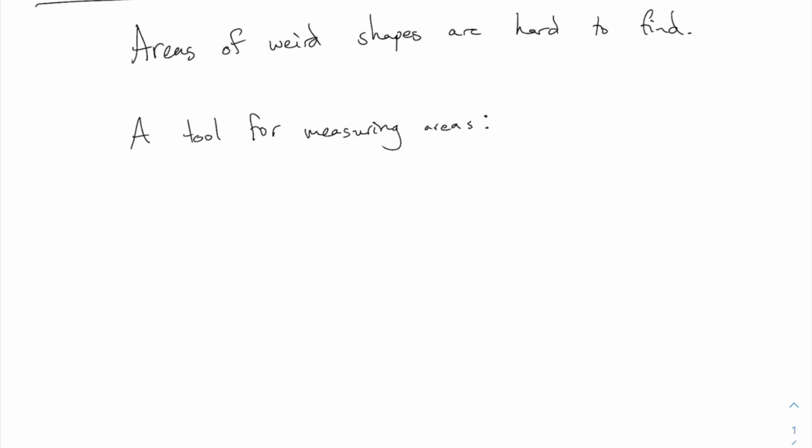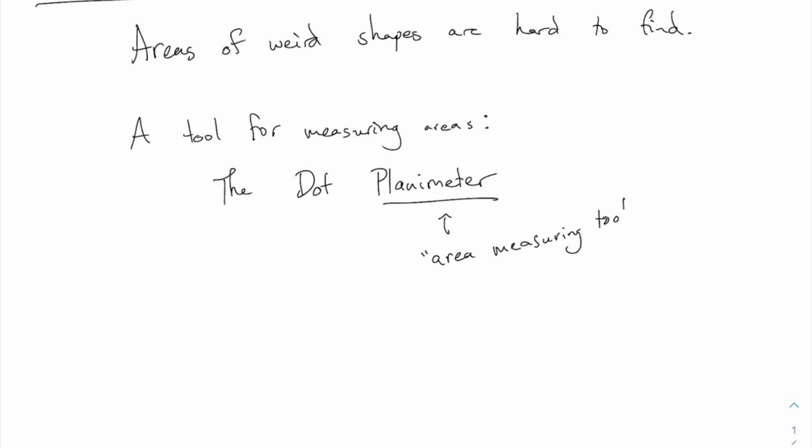I know it's early in the day, this is likely the stupidest thing you've ever heard of today. It's a very, very dumb idea, but it works really very well. It's called the dot planimeter. This word planimeter is a fancy word for an area measuring tool. There are other kinds of sophisticated area measuring tools, but the dot planimeter is very, very unsophisticated.